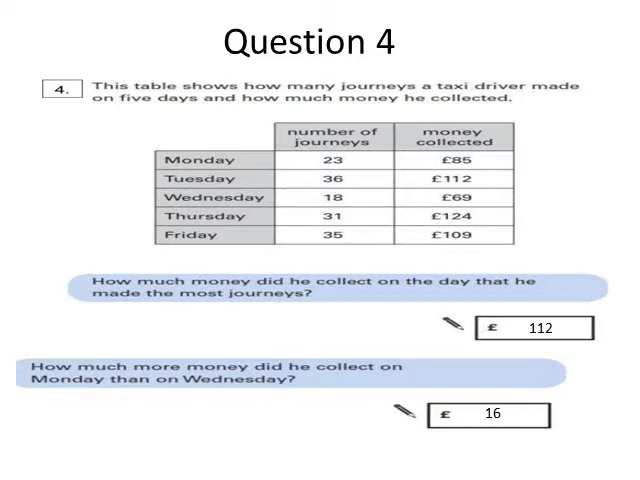And for the other question, how much more money did he collect on Monday than on Wednesday? How much more money means that you have to subtract, because he said how much more money did he collect. So it's subtraction. On Monday he collected 85 pounds, and Wednesday he collected 69 pounds. So I'm subtracting them. So the answer is 16. And this is the answer of question number 4.